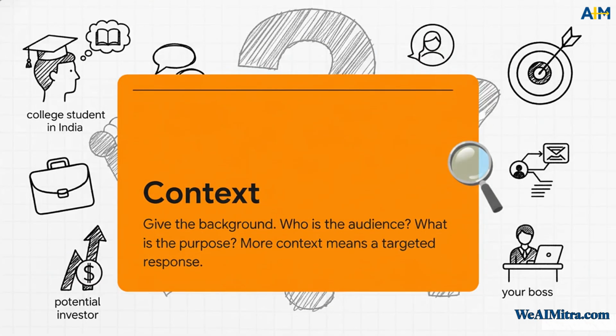Okay, next up is context. This is all about the why behind your request. Who is this for? Is it for a 5th grader? Is it for your boss? Are you writing an email to a potential investor? The more background info you can give the AI, the less it has to guess, and the more laser-focused its answer will be for your specific needs.